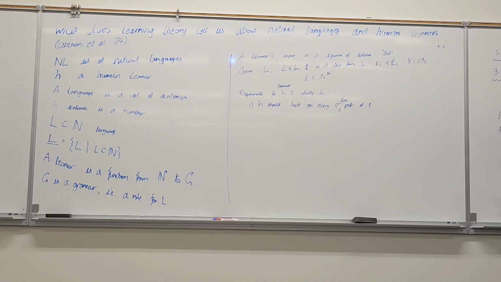So does this make sense? The learner is a function from all finite prefixes to grammars. You can think of the grammar as basically a Turing machine. So the learner is producing a Turing machine, or a set of rules that will then be able to evaluate whether some sentence is in that language or not, right?